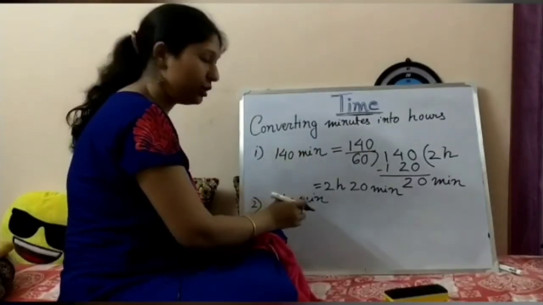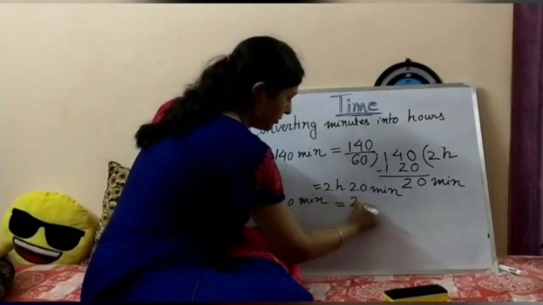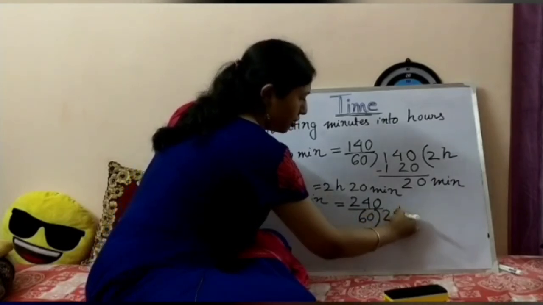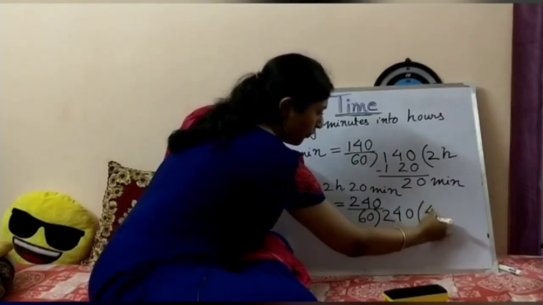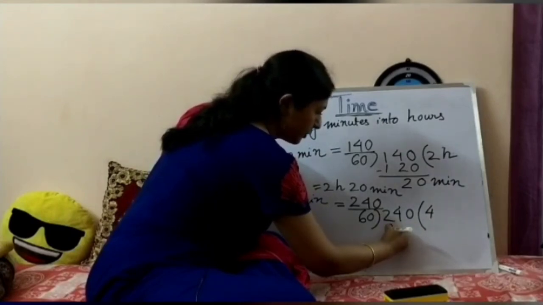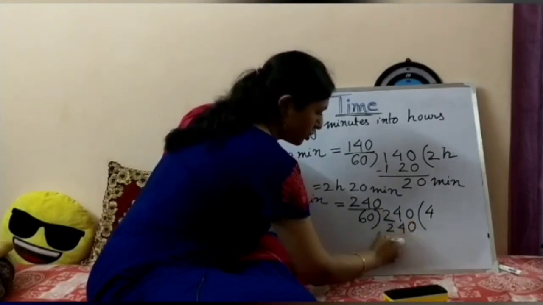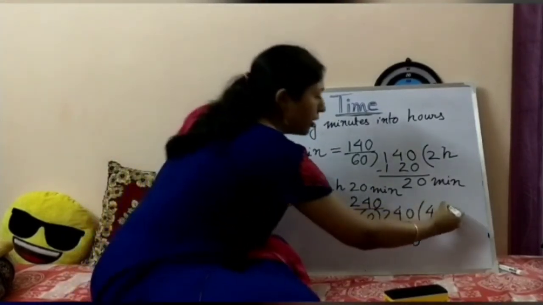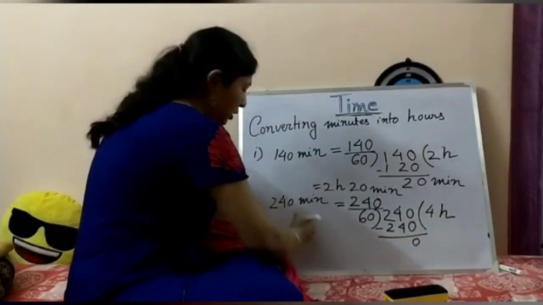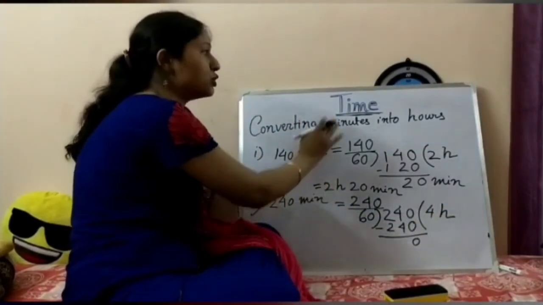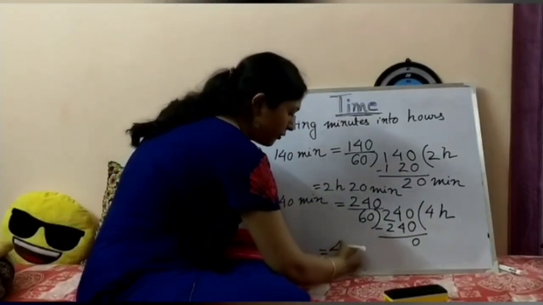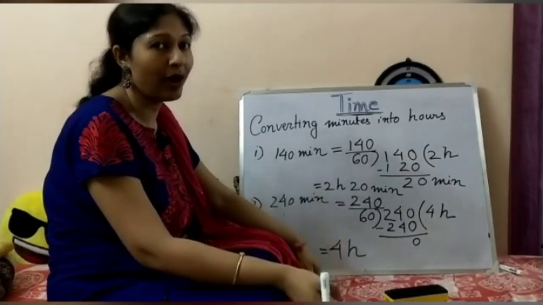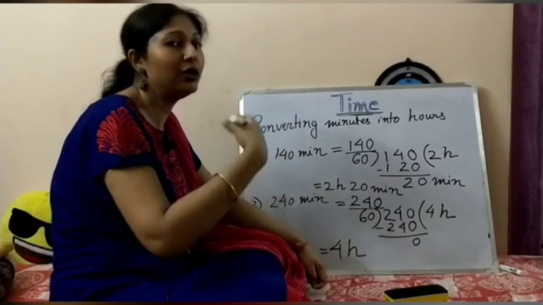Same way we will do 240 minute. We will divide it by 60. 4 into 60, it will come 240. So here 0 only it came. So our answer will be 4 hour. So 240 minute, when we will convert into hours, our result will be 4 hour. This is the way we can convert minutes to hour, and previously I show you hour to minute.